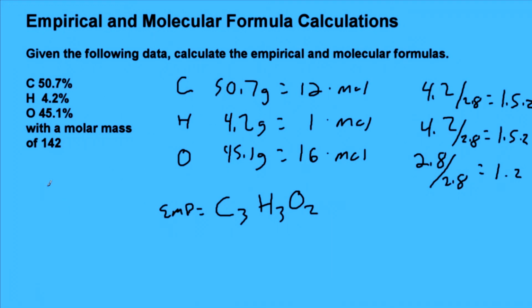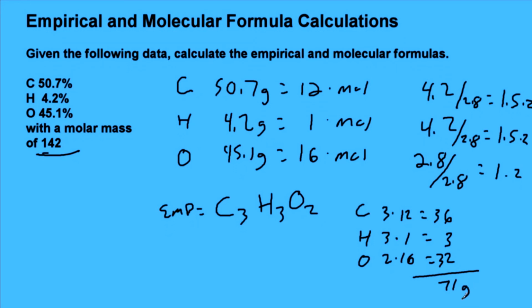All right, so now we have something with a molar mass of 142. Let's calculate this molar mass. We have carbon, 3 of them, times 12. We have 3 hydrogens, times 1. And we have 2 oxygens, times 16. Add these up. That adds up to 71 grams per mole. Okay, so this is our molar mass of the C3H3O2 is 71. So now we take the 142 divided by 71 and we get 2. Again, we get a factor of 2.